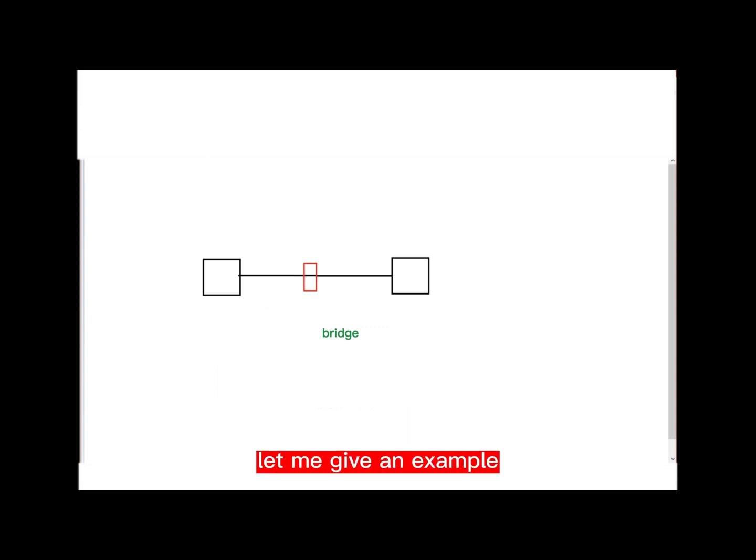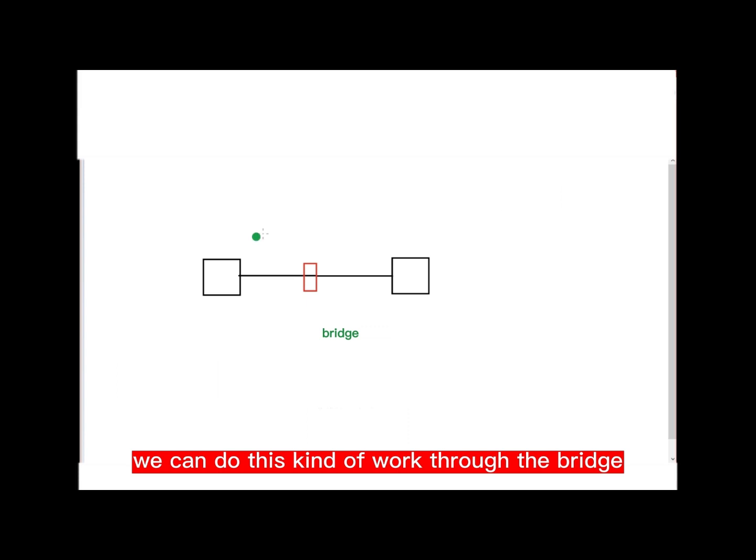Let me give an example to explain the differences between bridge-based networking and hubs. For example, these two are bridge interfaces. In the meantime, they can send and receive data without interference between the two. We can do this kind of work through the bridge.